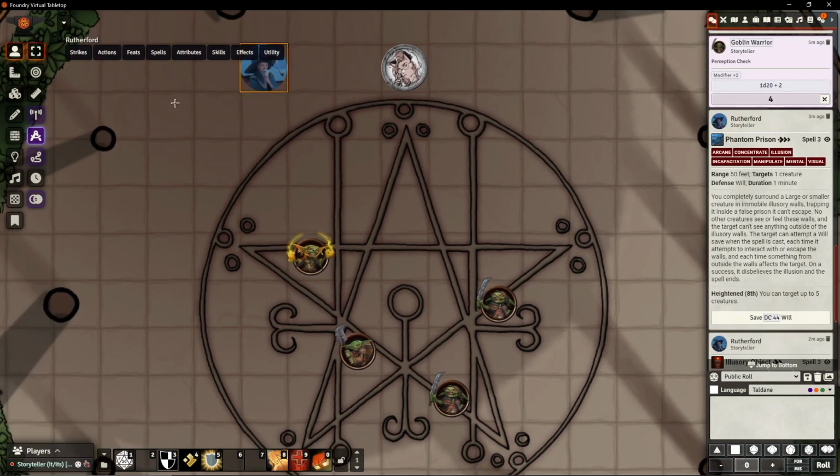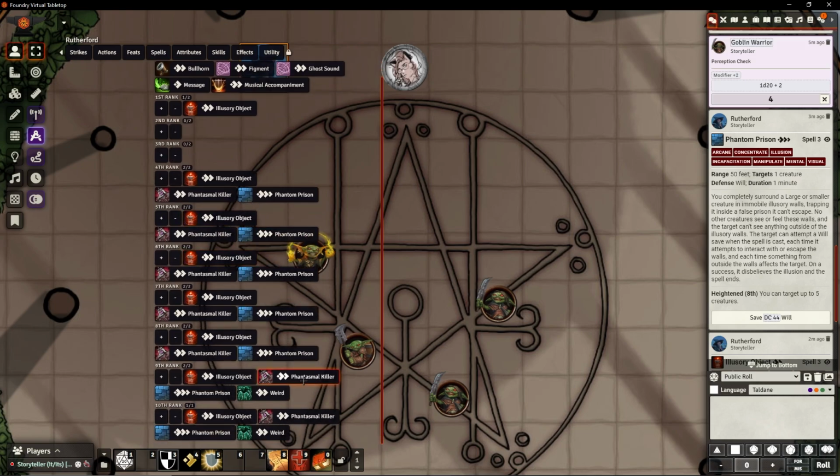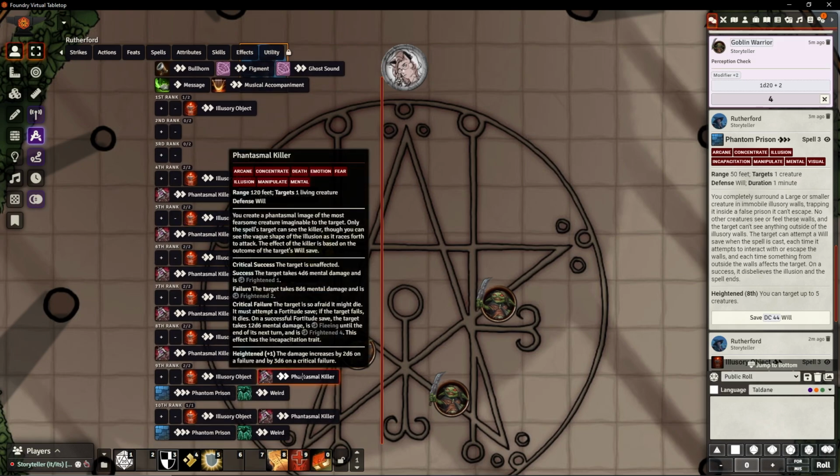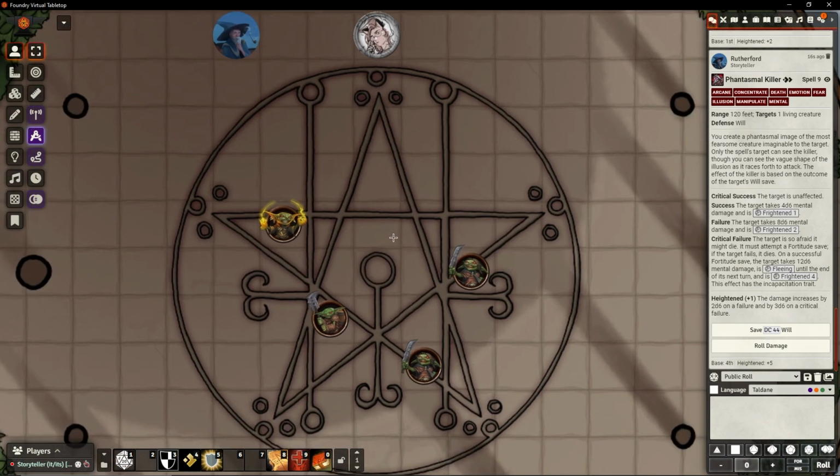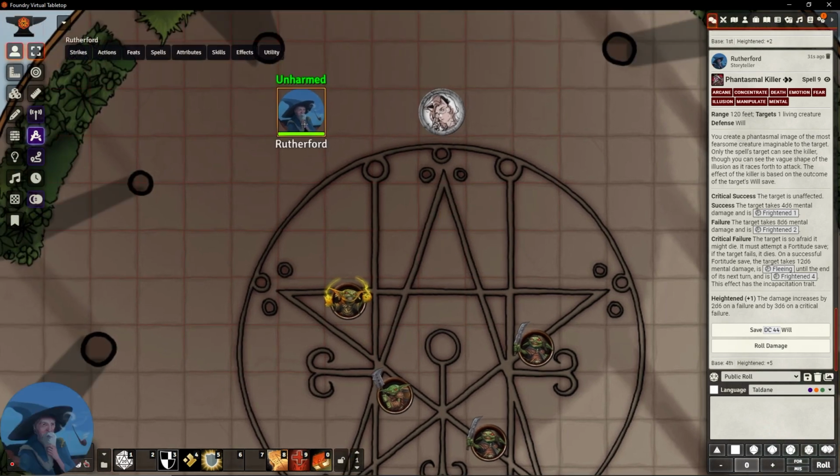Now the final thing I want to cover is illusions that do not allow you to disbelieve them, and then a fun one at the very end. Phantasmal Killer is the example that I will be giving here. Phantasmal Killer is just an illusion spell that causes people to see the most fearsome creatures imaginable attacking them. They take mental damage and become frightened. There's no disbelief check involved, and I wanted to bring this up just to show off that illusions are not always about objects that creatures treat as real. They can also just be you creating things that freak people out.